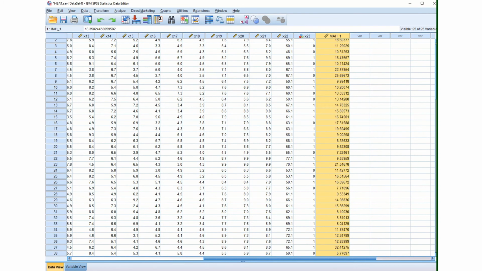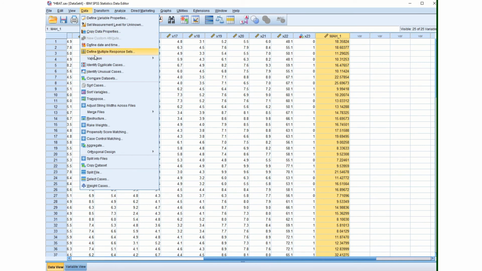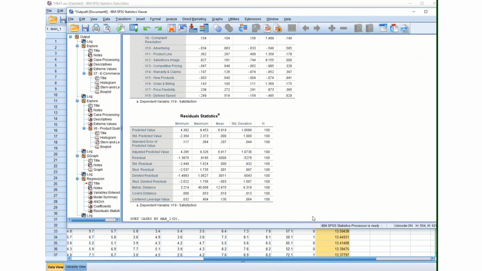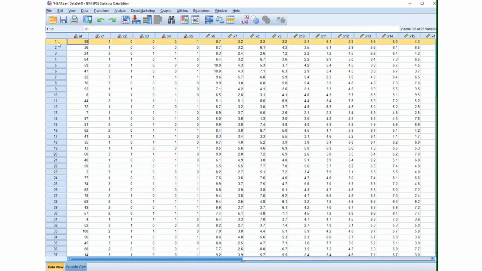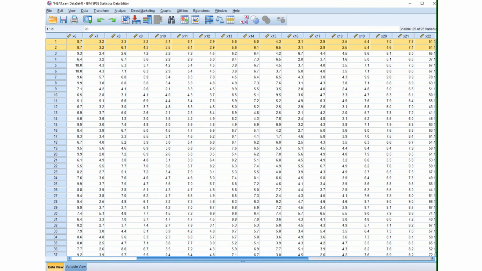I'm going to resort this data set by that variable: Data, Sort Cases, by our new Mahalanobis distance score, descending, which is fine. It'll go from the largest to the smallest. Now we have the data set reordered by score. Again, anything above 32.5 is going to be a potential outlier. So anything above 32.5, we have a 40 and a 36.